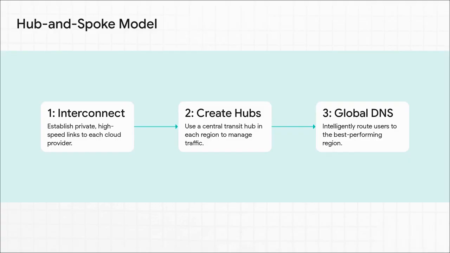The architecture here is a classic hub and spoke model. For step one, you establish these private, high-speed connections to each cloud. Then, for step two, in each geographic region, you set up a central networking hub. This hub is like a traffic controller directing all the data flowing between the different clouds. And finally, you have a global DNS layer sitting on top of the whole thing, intelligently sending users to the nearest and healthiest location.